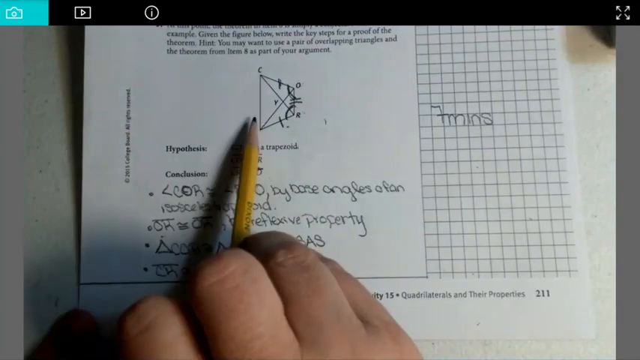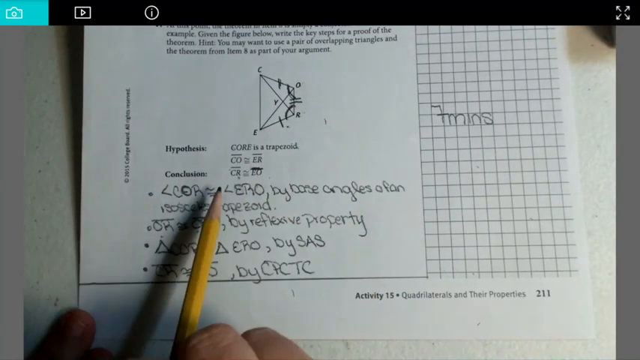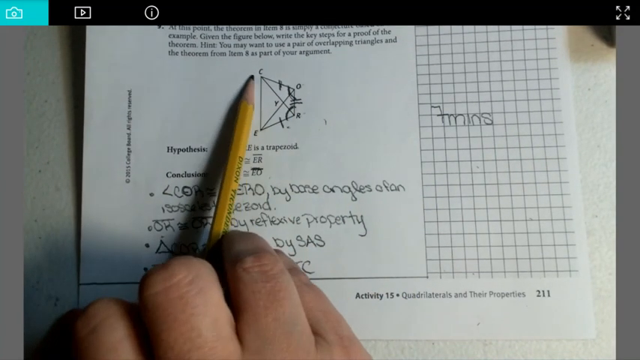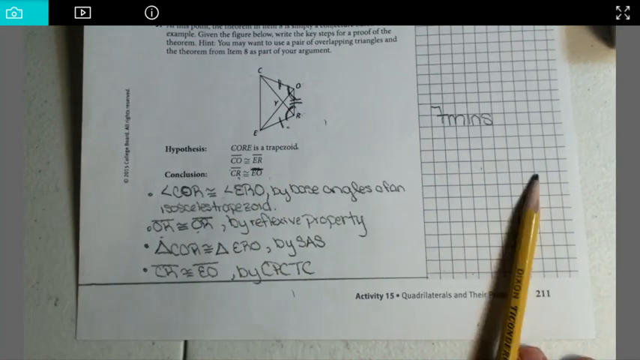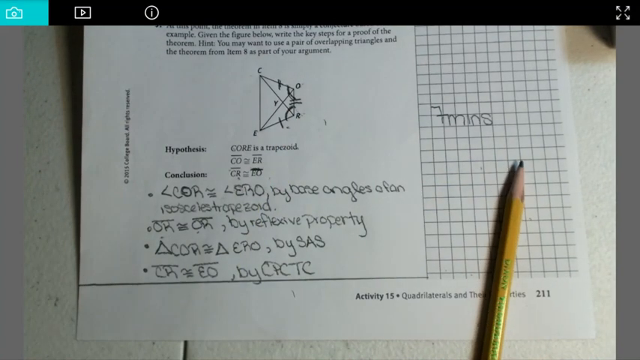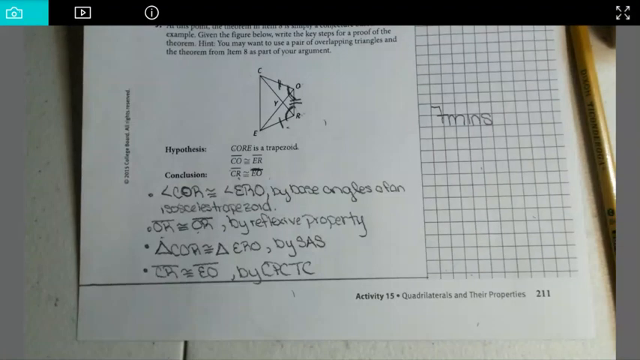Well, if I know that those two triangles are congruent, I know that EO is congruent to CR by corresponding parts of congruent triangles are congruent. On to the final question.